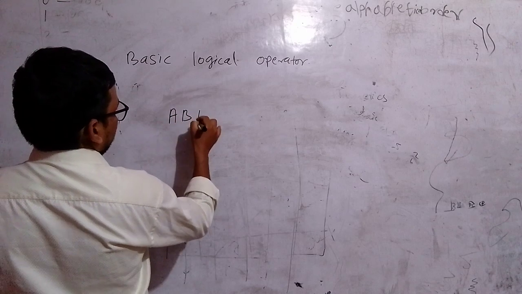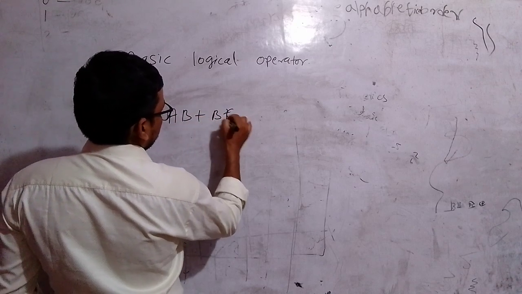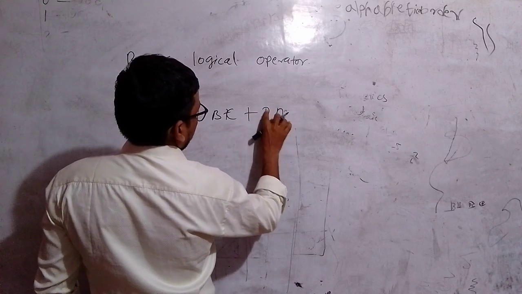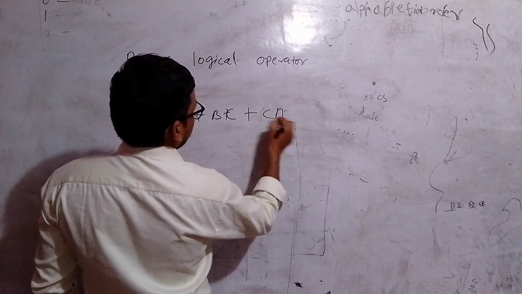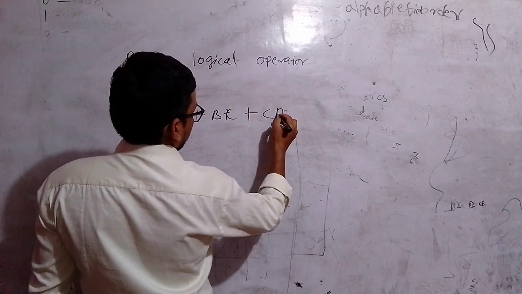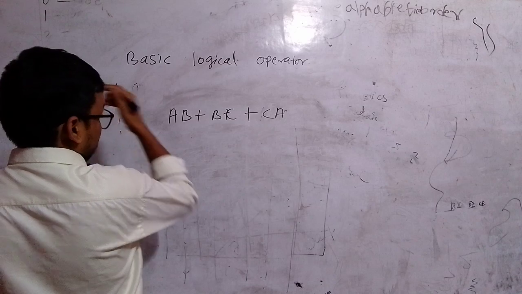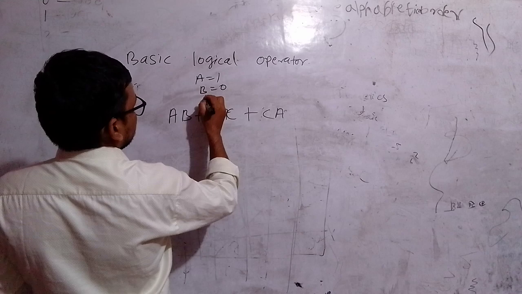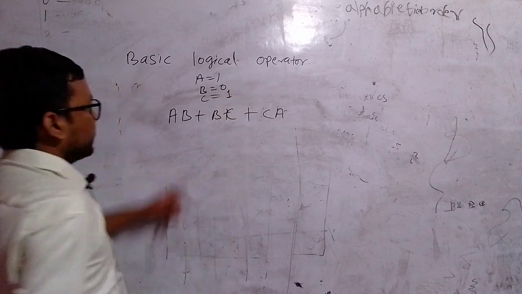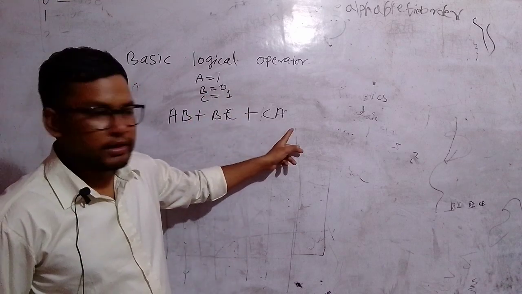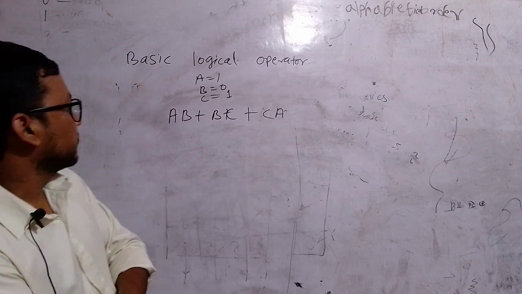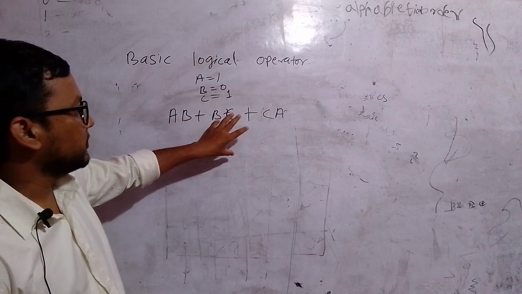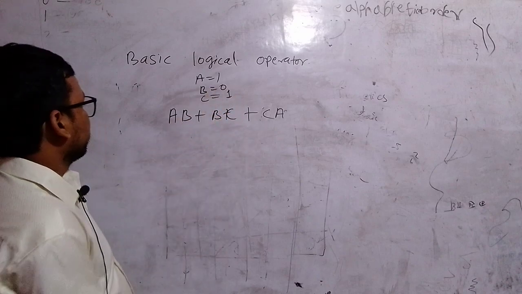AB plus BC plus CA. Let's see, A equal to 1, B equal to 0, C equal to 1. Now this is a boolean expression, and A is equal to 1, B is equal to 0, C is equal to 1. Then what would be the value of this?